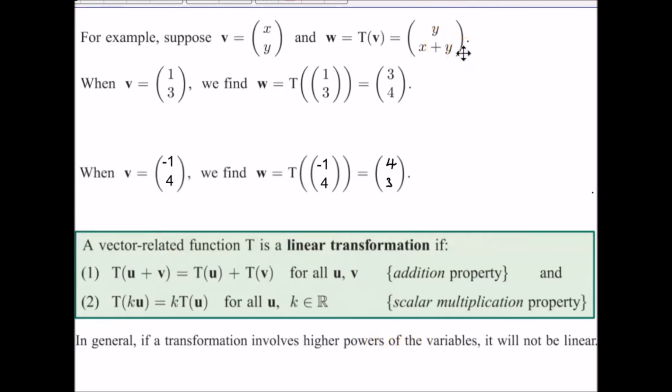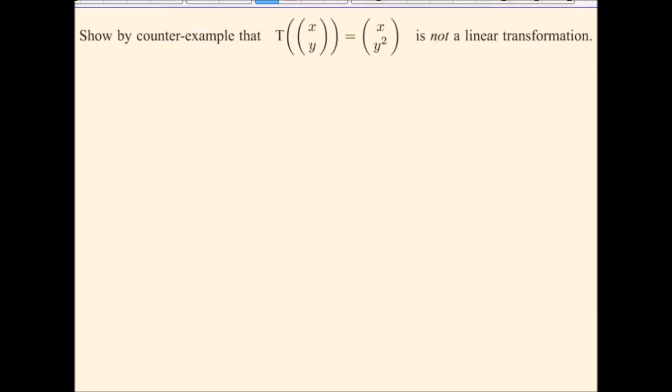And as we head down here, generally this expression doesn't involve higher powers, and if it does, it's likely not to be linear. In this problem here, we want to show by counterexample that this transformation, whereby (x, y) becomes (x, y squared), is not in fact linear. So to do this, we will, by example, choose values for u and v. Remember that if it is linear, then if you transform the sum of your two vectors, that is equal to the transformed first vector plus the transformed second vector.